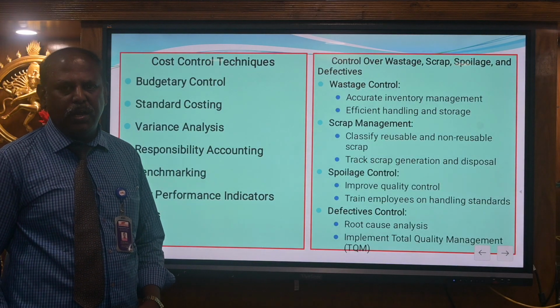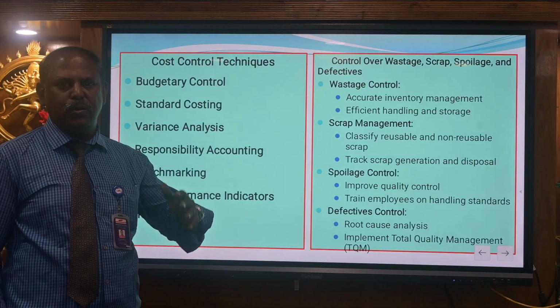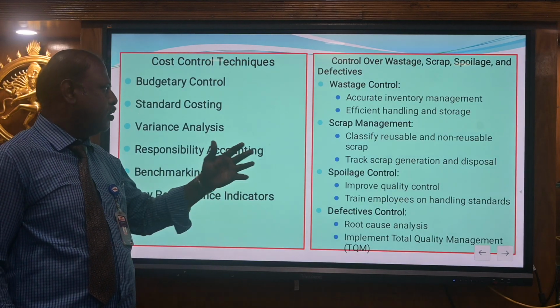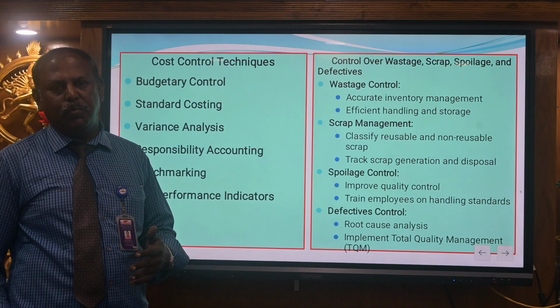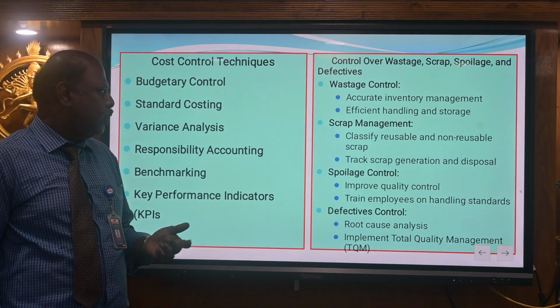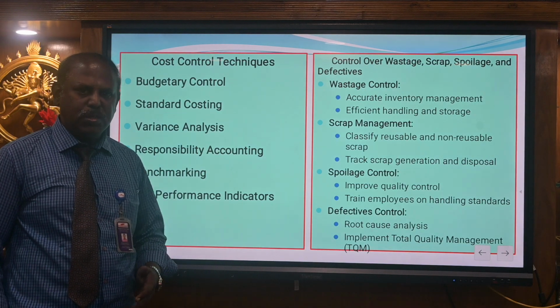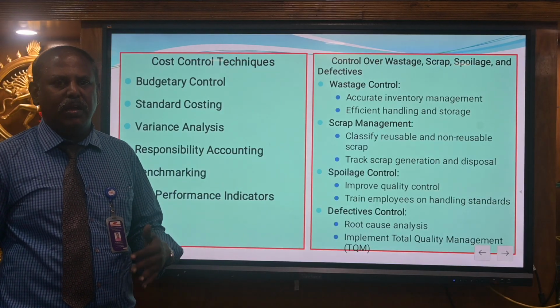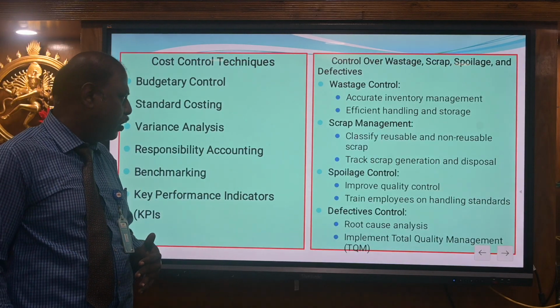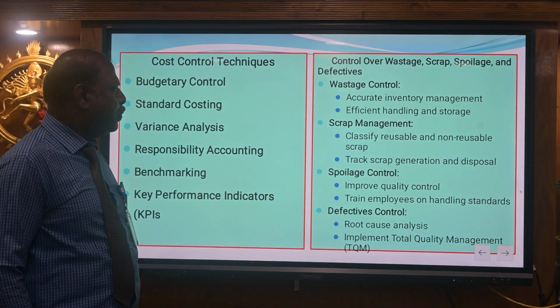The major elements of the costing system are, first one raw material, then another part is wages. That means the amount paid to the laborers. So when you control the wages, we can automatically reduce the cost of a particular product. The another one is scrap management.